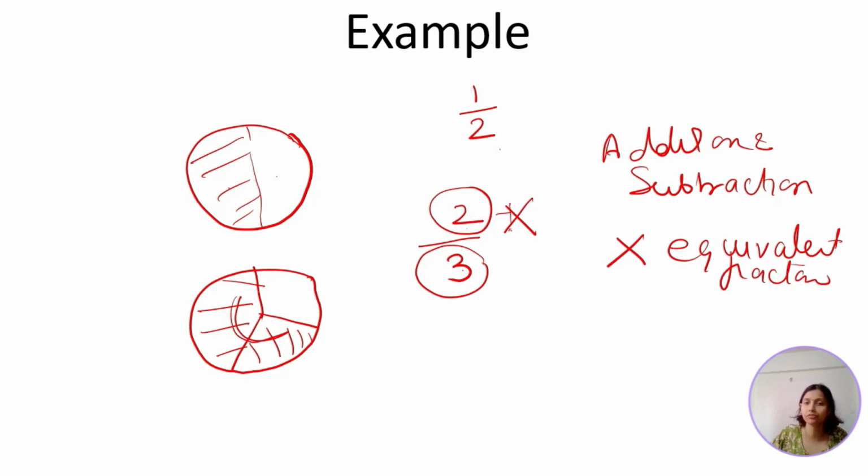Take 2 by 3, and I subtract 1 from the numerator and 1 from the denominator, what will I get? 1 by 2, but we have already seen that the total quantity, the actual share which the person is getting, has changed from the first case to the second case. So addition and subtraction of the same number to the numerator and denominator doesn't yield an equivalent fraction. But yes, if I multiply the numerator and denominator with the same number or divide the numerator and denominator by the same number, we will get equivalent fractions.